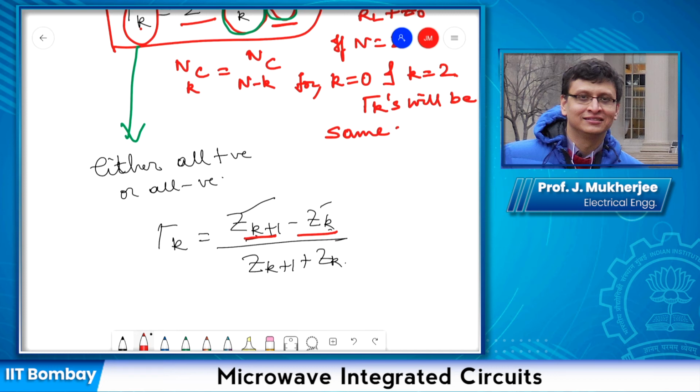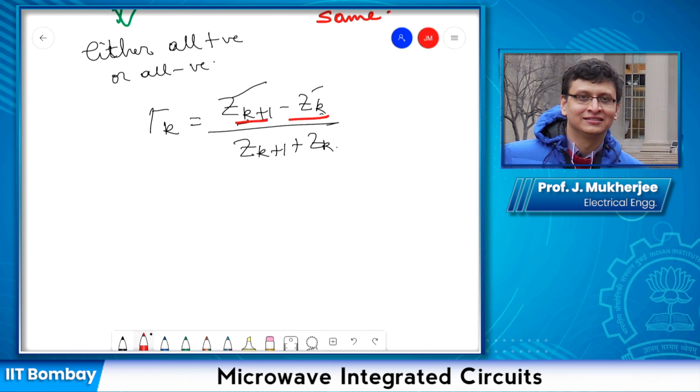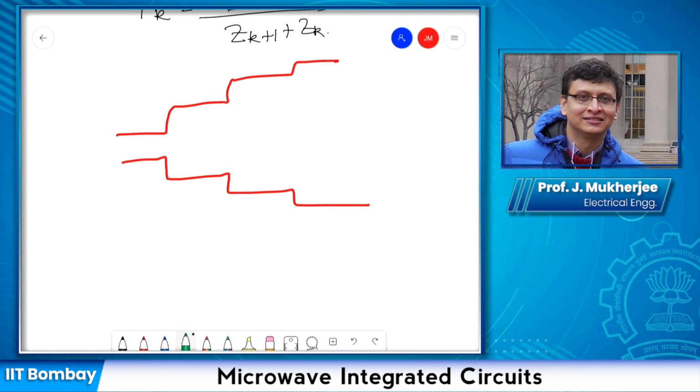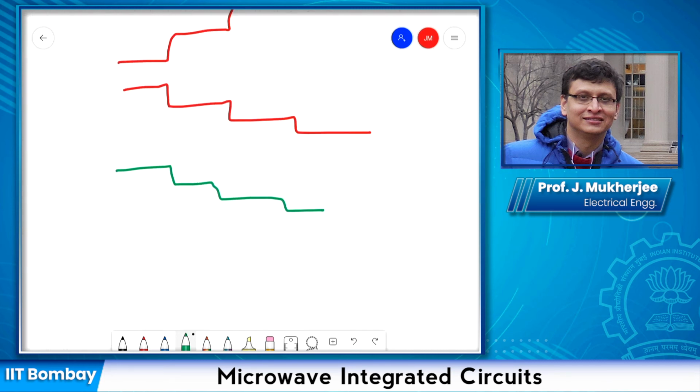So if all subsequent Zk's are lesser than the previous one, then the width of the multi-section transformer will keep on increasing, so your transformer will have a shape like this. On the other hand, if every subsequent Zk is greater than the previous one, the opposite will happen. The width of the subsequent stages will keep on decreasing, and you get a shape like this. When we discuss Chebyshev, that will not be the case. So for binomial, these are the two properties: first of all, the gamma k's are symmetric, and Zk's are either uniformly increasing or uniformly decreasing.